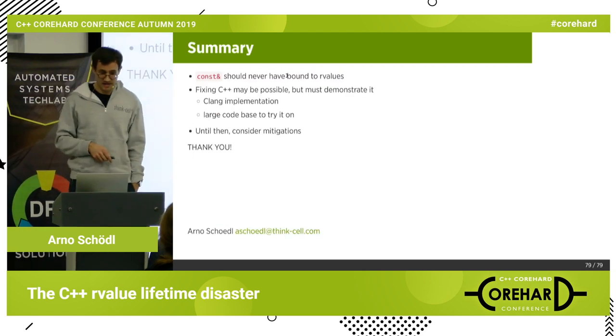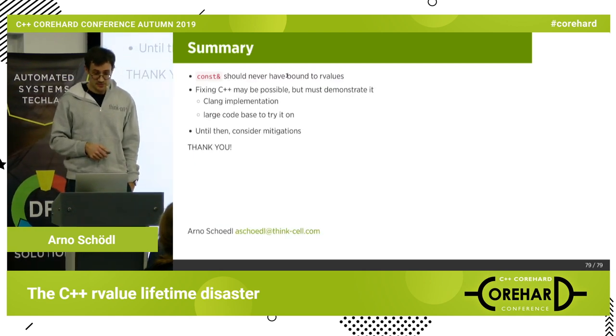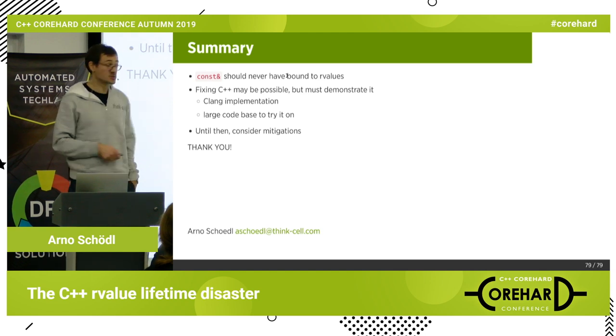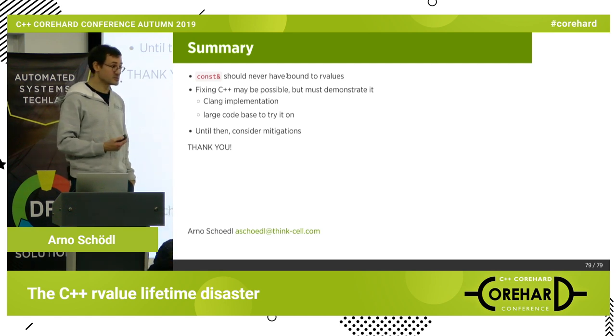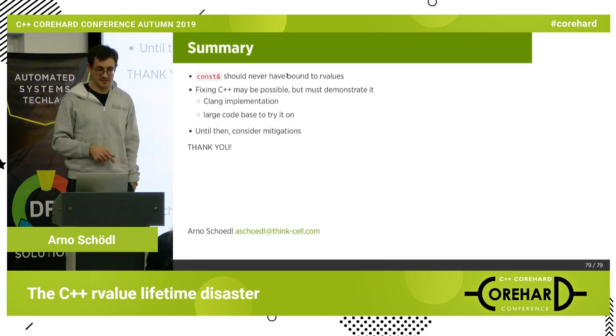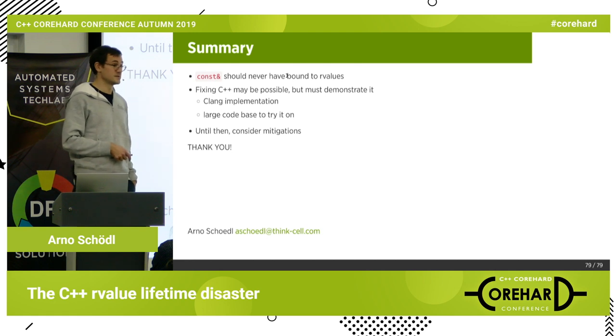So here's the summary. The const ref should have never bound to R values. It's unfortunate that it happened. And I think it's maybe possible to fix. I think it won't break too much code, but the proof has to be there. So we need a Clang implementation, and then we need a large code base to try it on. And if I have a working Clang implementation, I will certainly try it on the ThingSol code base, whether that works. And until then, we have to do with various mitigations.